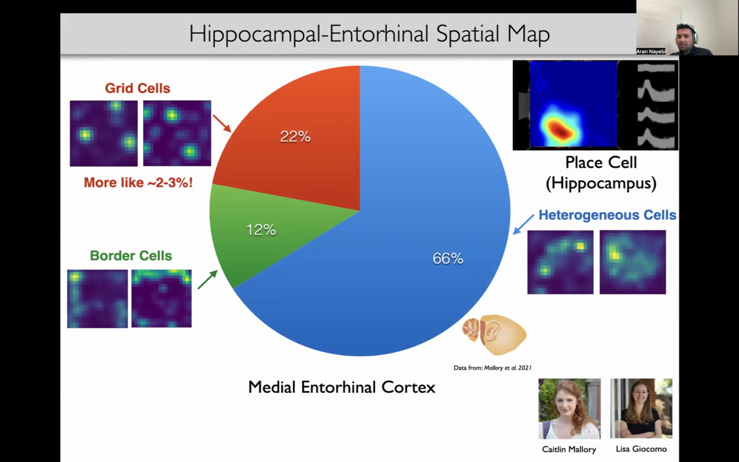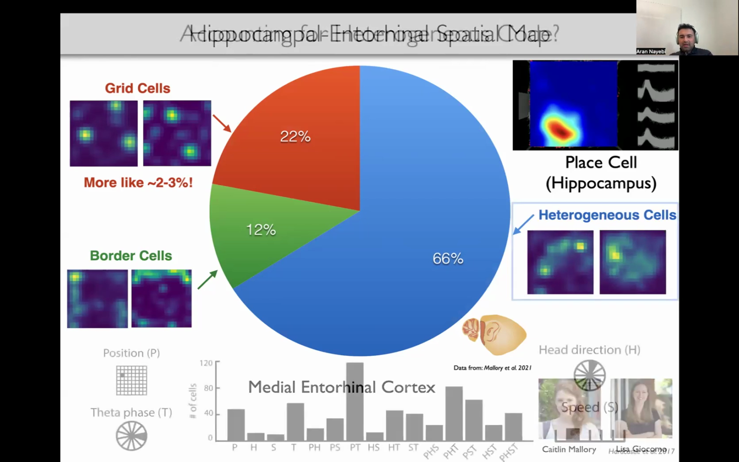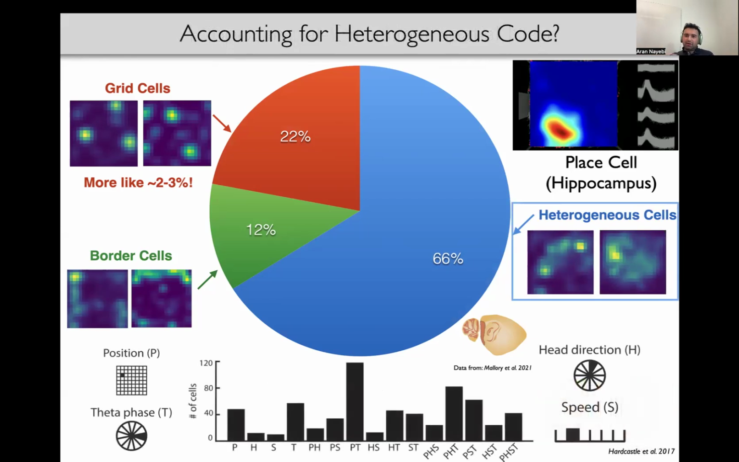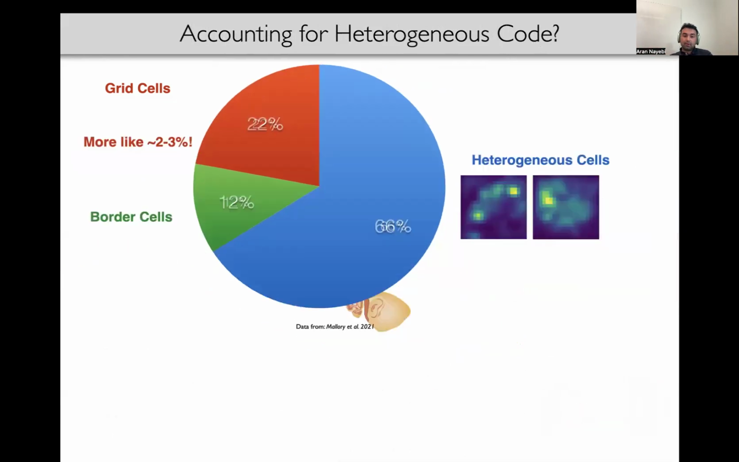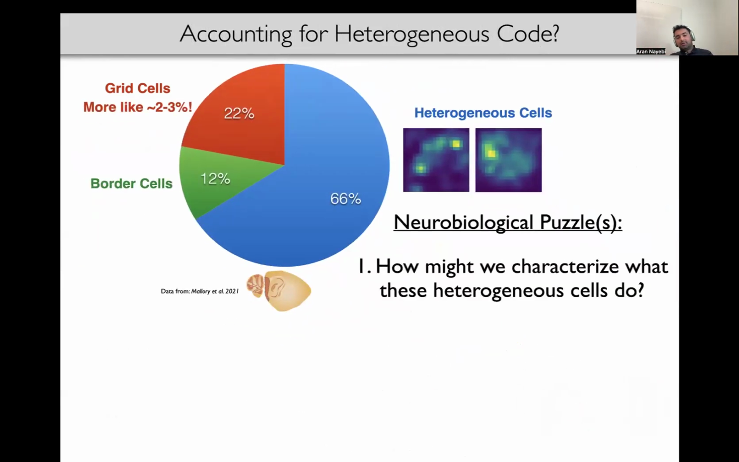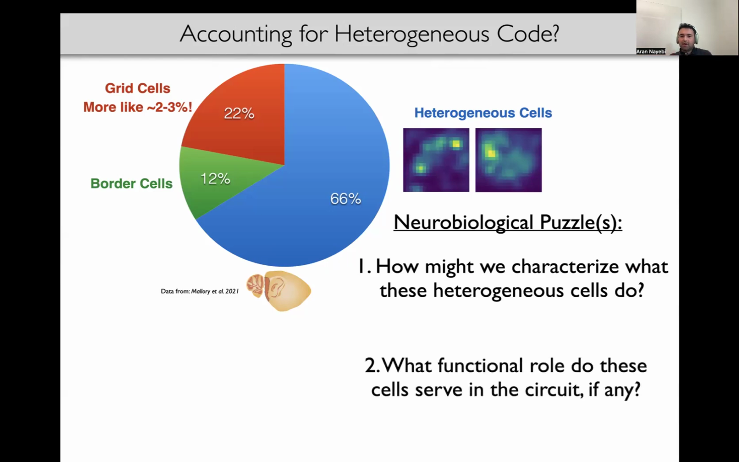But a large swath of these cells are what you could call heterogeneous cells, in that they don't have a very interpretable response pattern as a function of space. Furthermore, they also encode a wide range of different navigational variables, from head direction and running speed to position alone. So this brings us to the neurobiological puzzle: if a large fraction of these cells exhibit non-spatially or non-navigationally interpretable response patterns, how might we characterize what these heterogeneous cells do? In particular, are they noise, or are they actually functionally relevant? And what role would that be, if any?